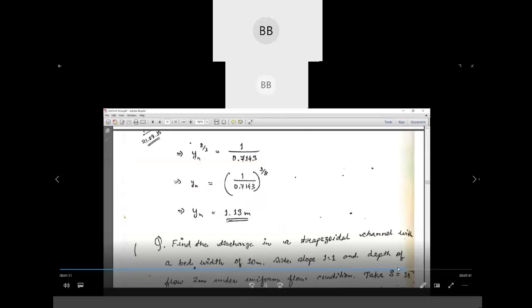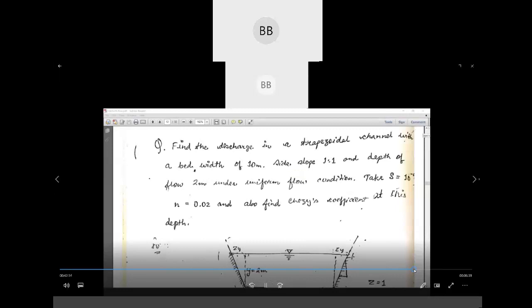1.13 meter. You use Manning's equation or Sage's equation, it depends on what is given. If Sage's constant is given, then you have to go for Sage's equation. If it is a trapezoidal channel, that is the most difficult one. And when your side slope is given 1:1, then it's very easy.